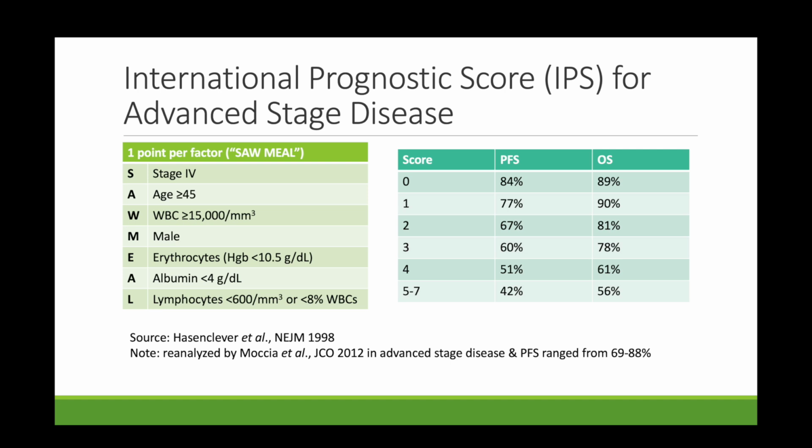So there's a mnemonic for this IPS system. It's called SAW-meal. SAW-meal stands for each of the 7 factors, and you get 1 point per factor. So what are those factors?